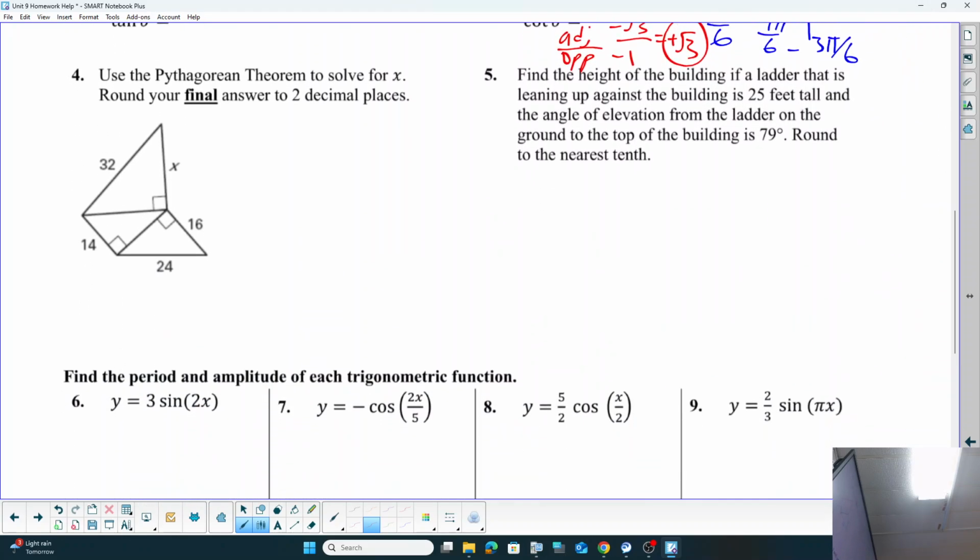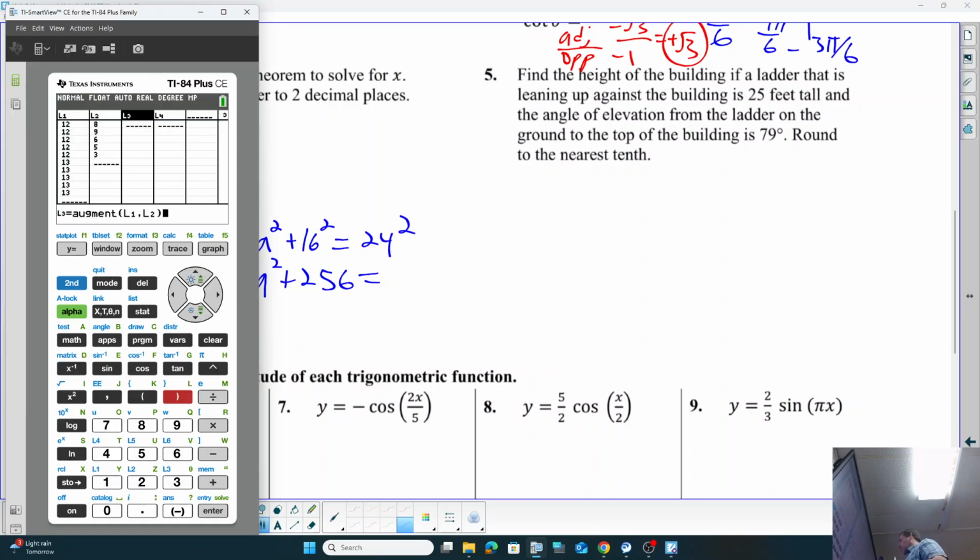Okay, I'm actually going to help a little bit on number 4. So you're basically using the Pythagorean theorem. You're using it like 3 times, right? So this is C, this is B, and this is A. So you're going A squared plus B squared is equal to C squared. So 16 times 16 is what? 256.